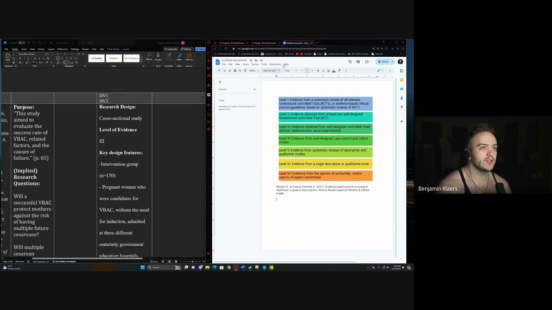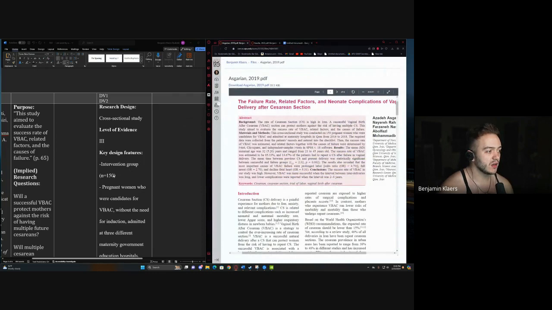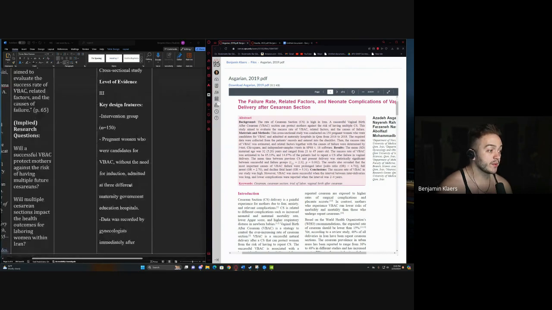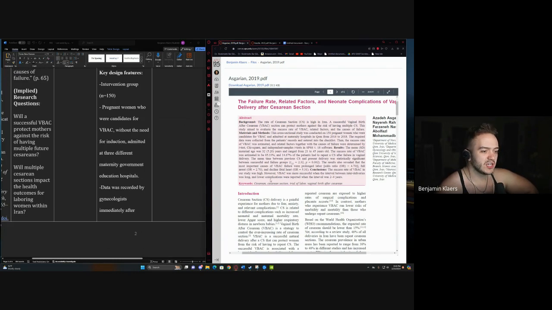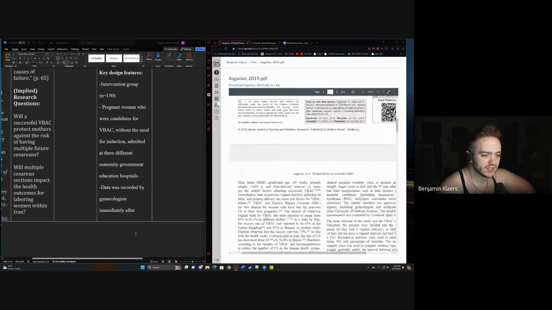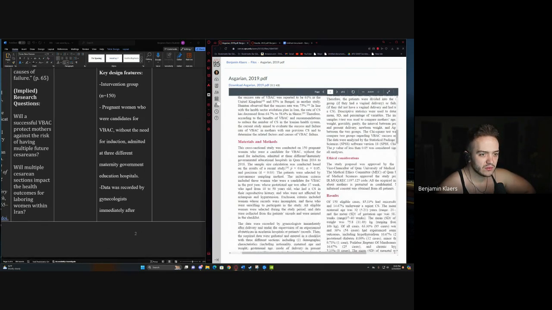Some key design features of this study: there are 150 patients. This is the intervention group, which is stated right here. 150 pregnant women are our intervention group. Pregnant women who were candidates for VBAC without the need for induction, very important, admitted at 3 different maternity government education hospitals, which is stated right here. Bingo. Right there.